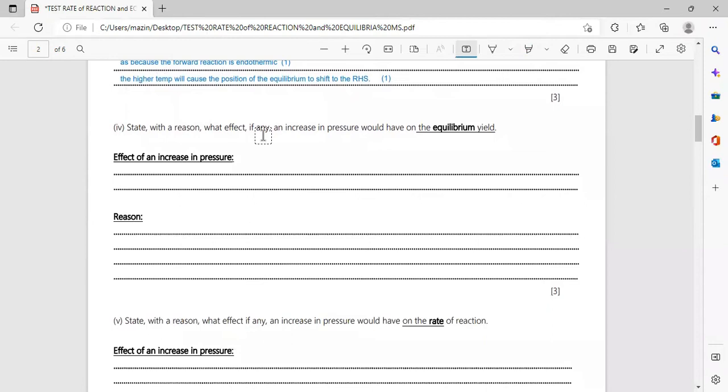State with a reason what effect, if any, an increase in pressure would have on the equilibrium. You know, pressure is another thing that affects the position of equilibrium.